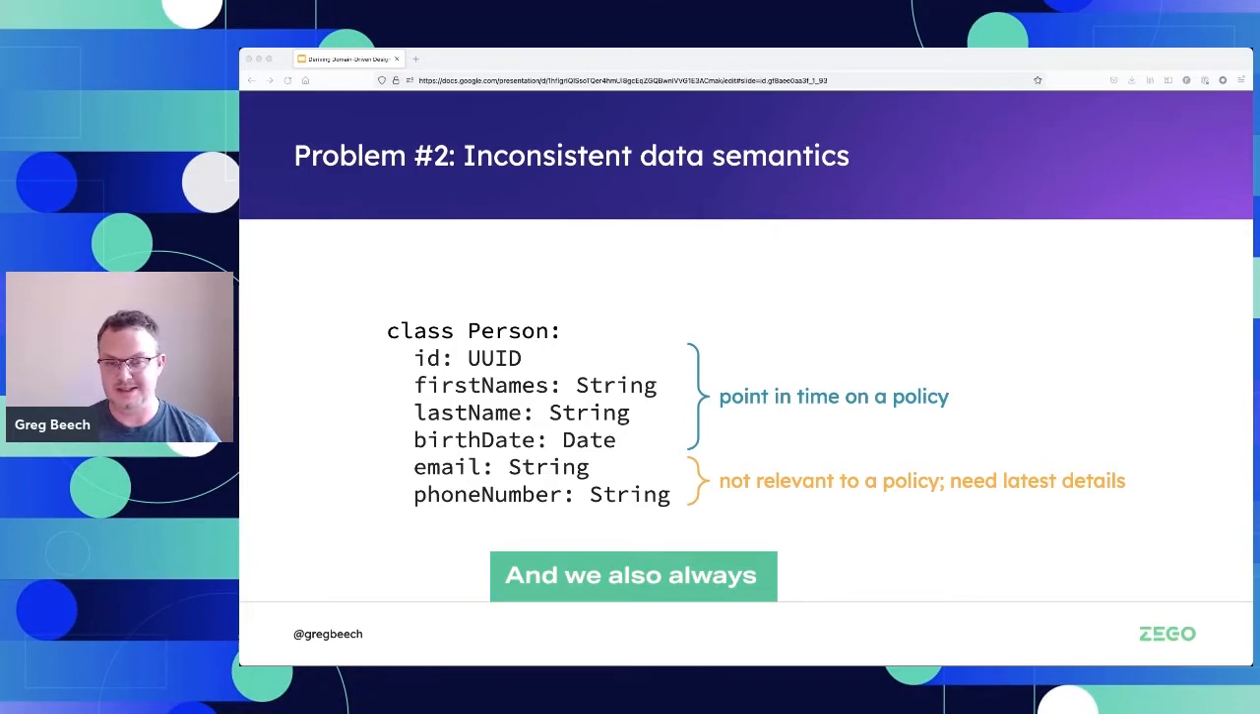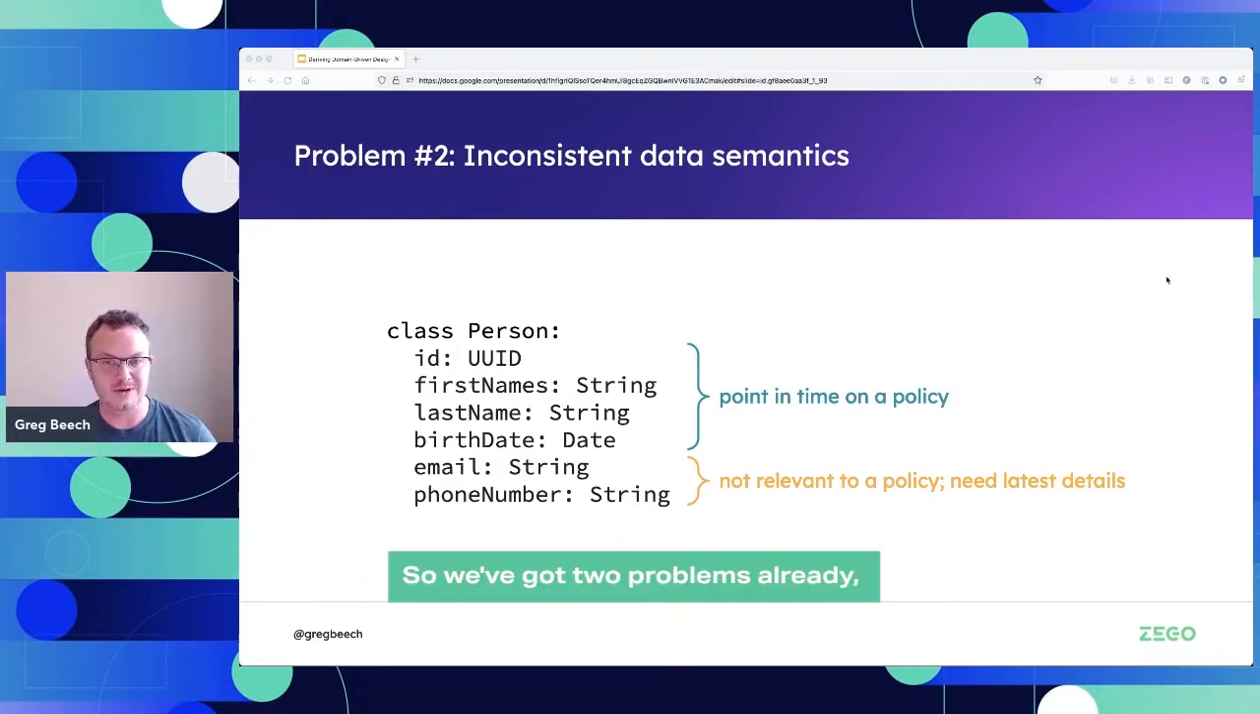And we also always need the latest version, because if you've changed your phone number 3 months ago and we try and phone you on that, then someone else is going to answer. So we've got 2 problems already just with our naive model.